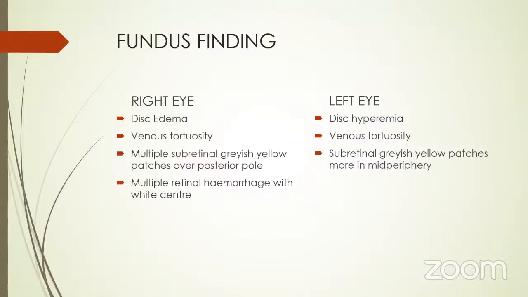Fundus findings. The right eye had disc edema, venous tortuosity, multiple subretinal grayish yellow patches over the posterior pole, and multiple retinal hemorrhages with white center. In the left eye, there was disc hyperemia, venous tortuosity, and subretinal grayish yellow patches more in the mid periphery.